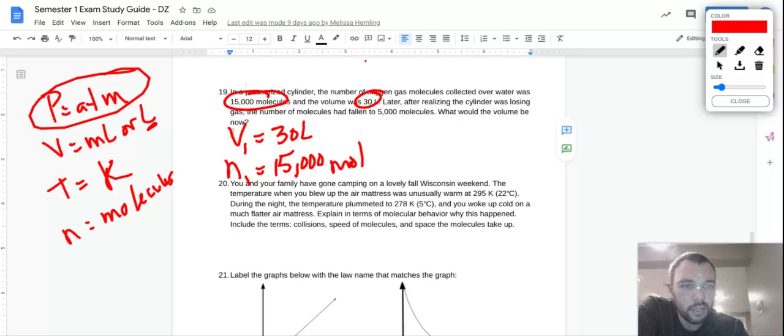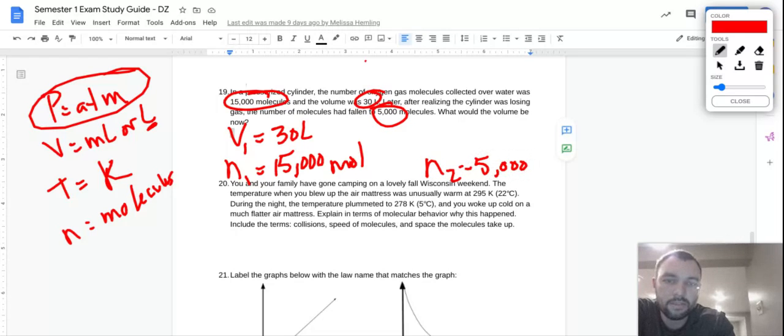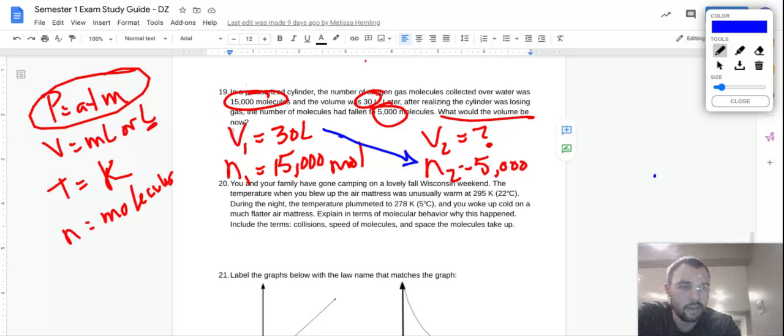Later, after realizing the cylinder was losing gas, the number of molecules had fallen to 5,000. So N2 equals 5,000. We don't know our V2. What would the new volume be? Again, we need to cross multiply here. So 30 times 5,000 gives us 150,000.